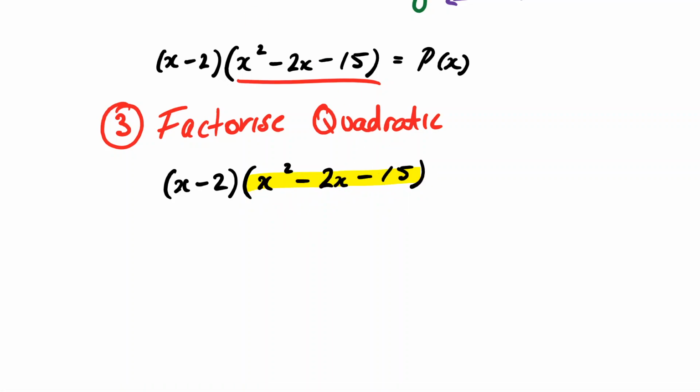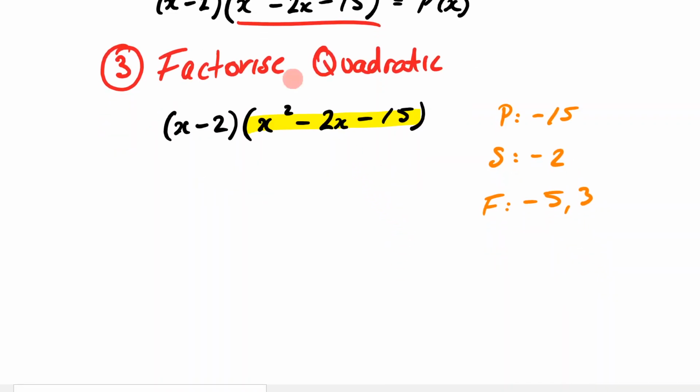To do that, I need a product of negative 15 and a sum of negative 2. Those two numbers are going to be negative 5 and positive 3, because negative 5 times 3 is negative 15, and negative 5 plus 3 is negative 2. So I can rewrite this now as x minus 2, then x minus 5, x plus 3.